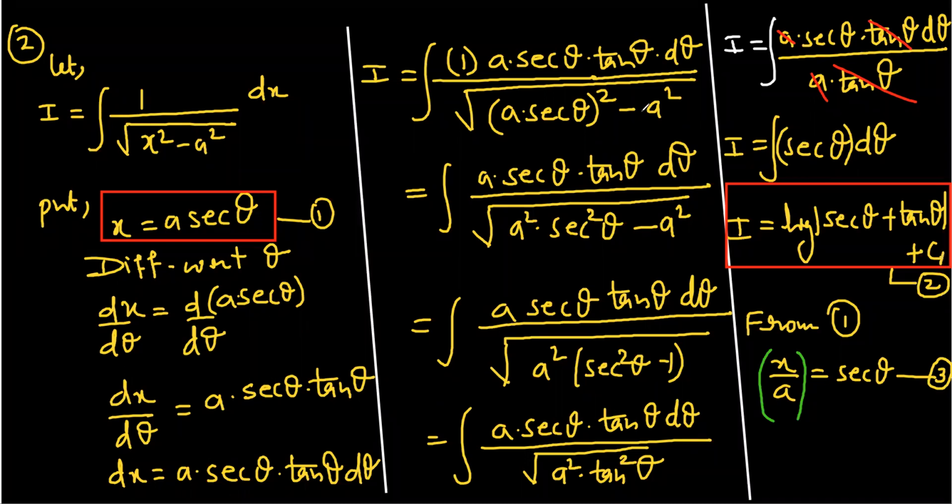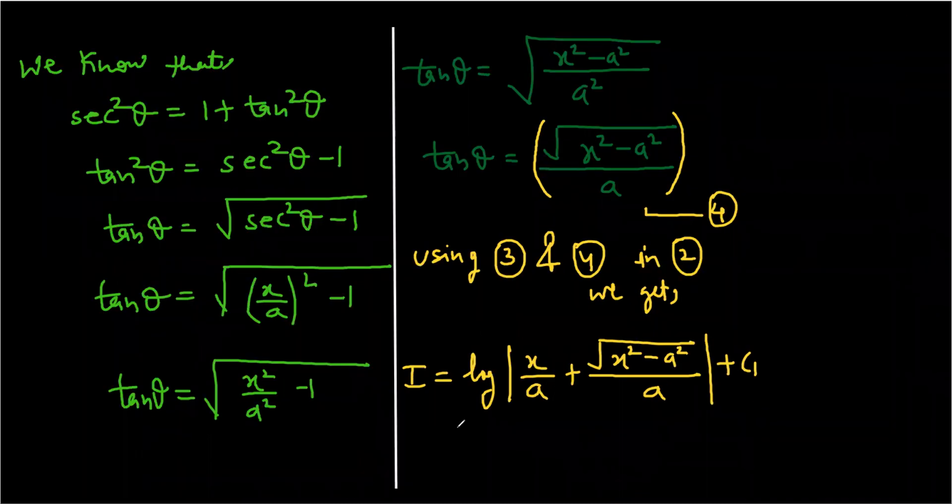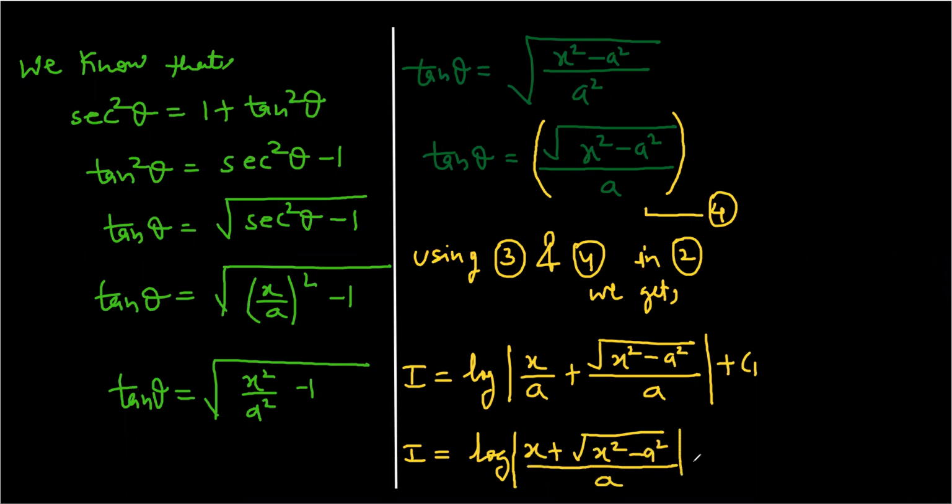As you know, students, here we are writing c1 because we will later make this c1 into c. Okay, so plus c1. Now finding the denominator common, I would be adding the numerator. So I get log of mod of x plus square root of x square minus a square over a plus c1.